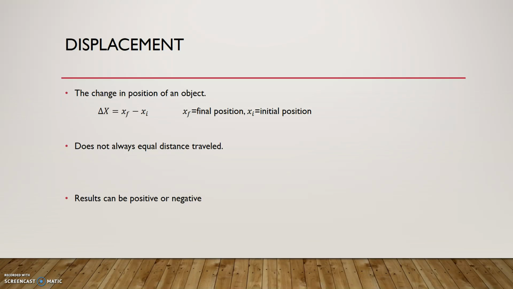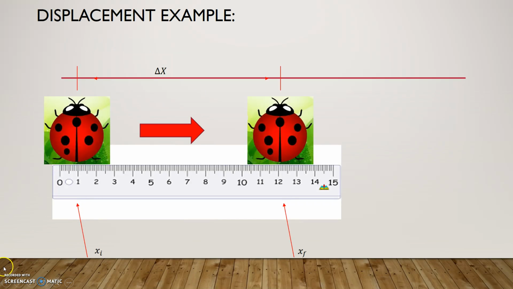Also with displacement, our results can be positive or negative, depending on which way on the x or y axis the object is moving. Here's a displacement example. We have a ladybug that starts at 1 meter on the ruler. The ladybug then travels all the way to 12 meters on the ruler. What is the ladybug's displacement?